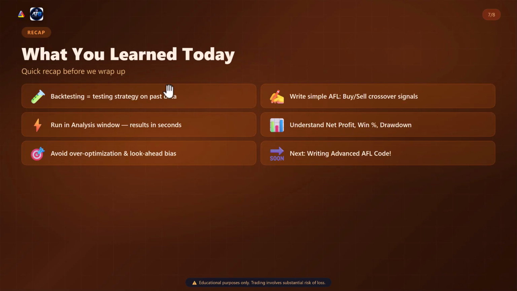So let's quickly recap. We learned what is backtesting. We wrote a simple moving average crossover strategy. We ran backtest in Amibroker. We understood the report: net profit, win percentage, drawdown, and we learned some best practices. Simple thing is, backtesting is the first step to becoming a profitable trader.